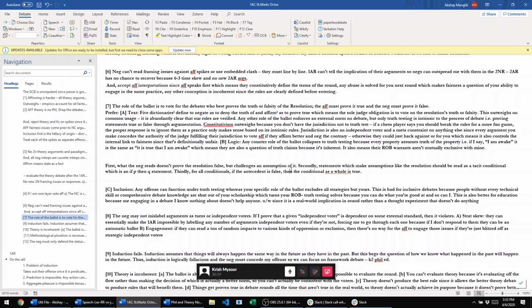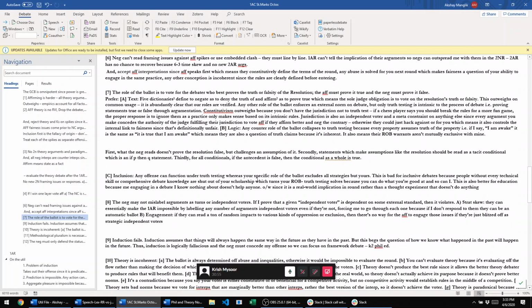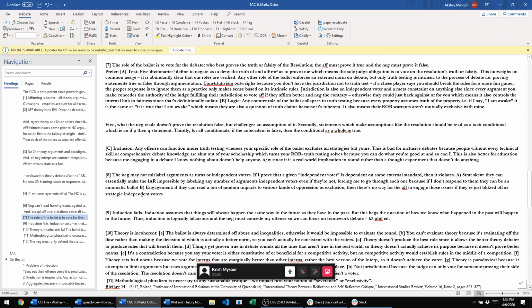It relies on a terrible interpretation of logic and also relies on truth testing. You should refute the implication, which is that it's a misreading of logic because answering the antecedent does not mean the conditional is true as a whole. Just logically, because that would mean any statement can be true, which is what they're trying to leverage it as. Finally, inclusion, we went over that before. Okay. Can't read independent voters.